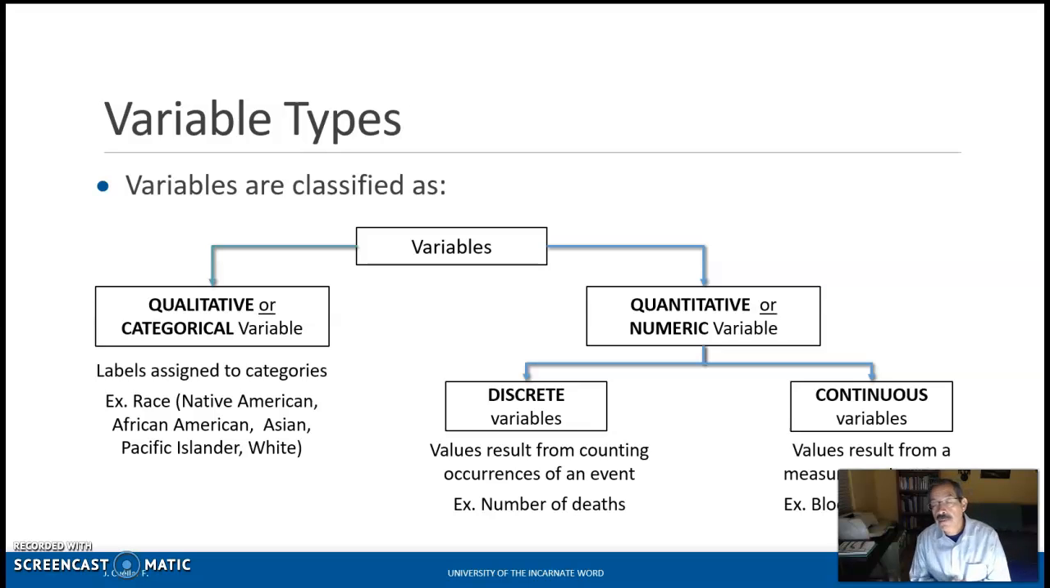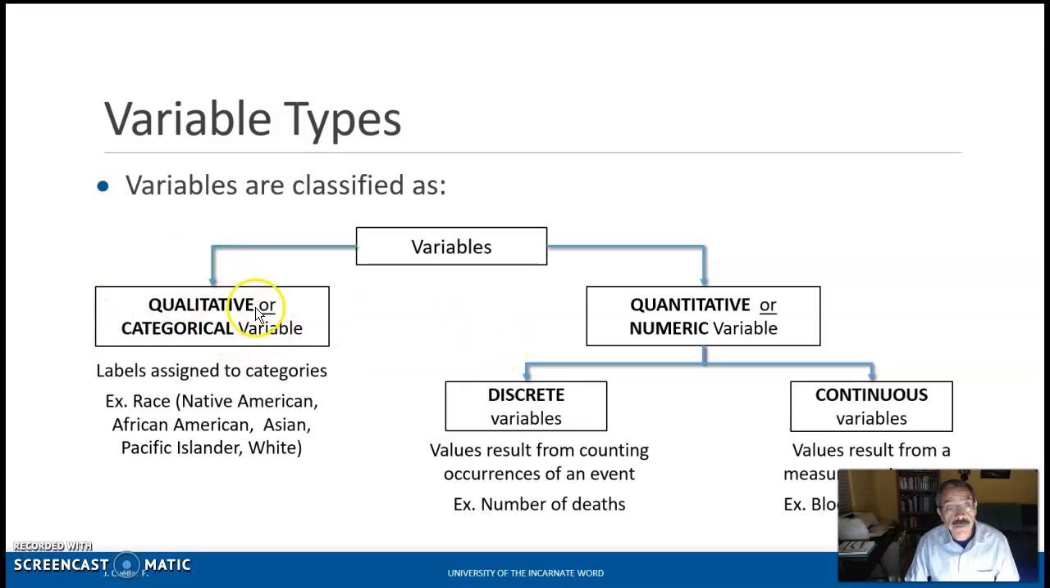All right, the next very important topic in this module 1 is the variable type. So variables are classified as follows. And remember, a variable is just a characteristic that we're evaluating on members of the sample or the population. So the variables are classified either as qualitative or quantitative variables. Sometimes these qualitative variables are also called categorical variables, while these quantitative variables sometimes are called numeric variables.